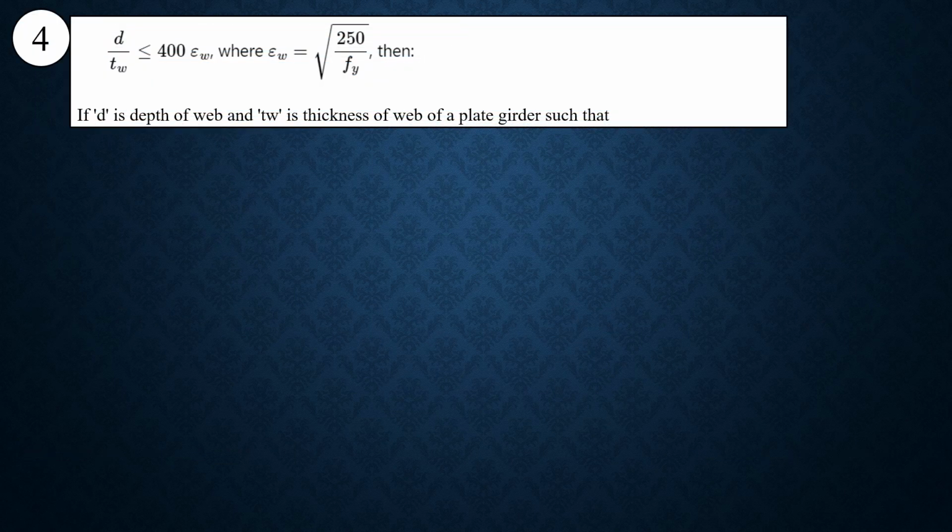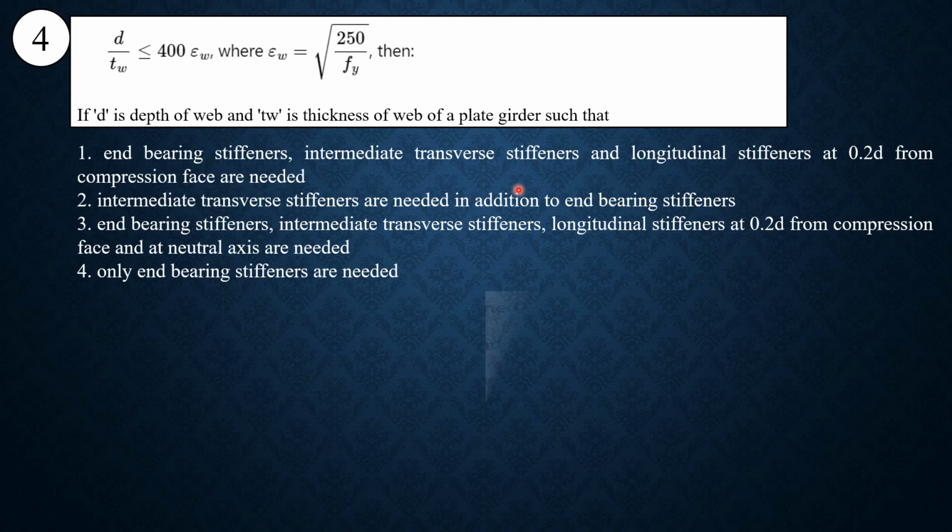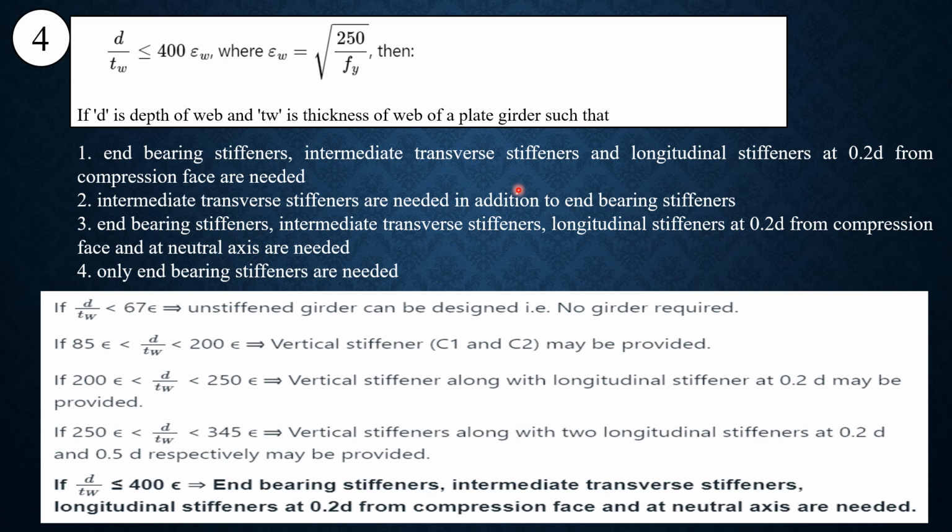Fourth question. d by tw is less than or equal to 400 epsilon w, where epsilon w is the square root of 250 divided by fy. If d is the depth of web and tw is the thickness of web of a plate girder such that, these are the options. So in the case of a plate girder, the ratio of d by tw is used to know about the stiffeners. If the d by tw ratio is less than or equal to 400 epsilon, then end bearing stiffeners, intermediate transverse stiffeners, and longitudinal stiffeners at a point 2d from the compression flange and at the neutral axis are needed.